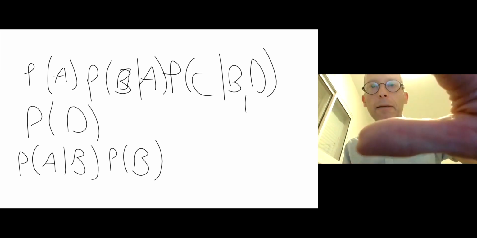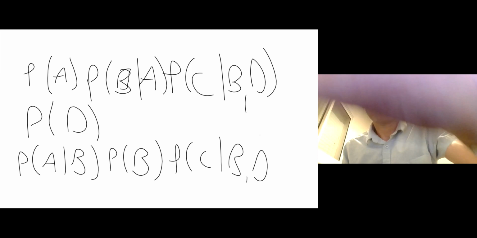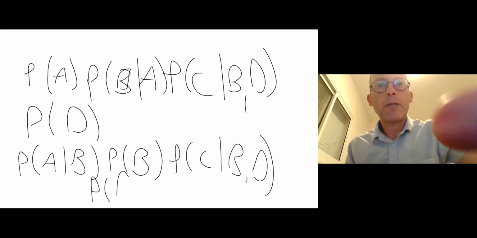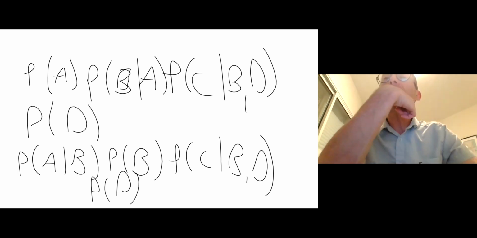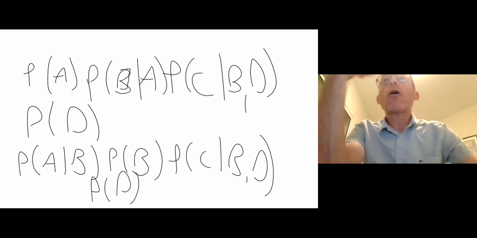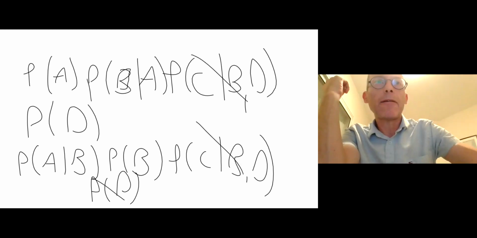And the rest is the same, right? So P of C given ... and P of D, right? Everybody sees that. Now, are these two the same? Obviously this part here and here and here and here is the same, right?